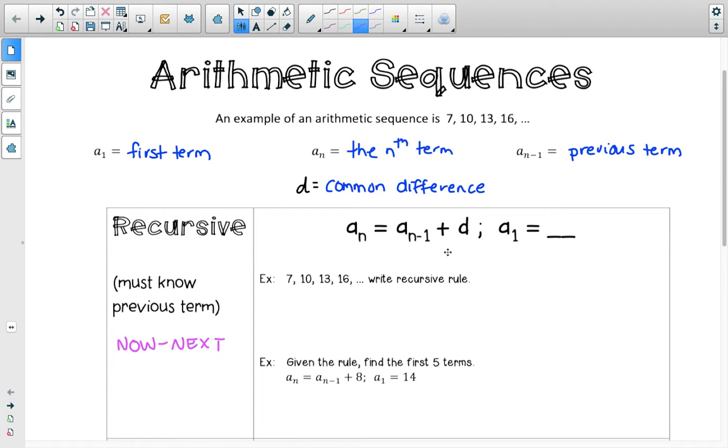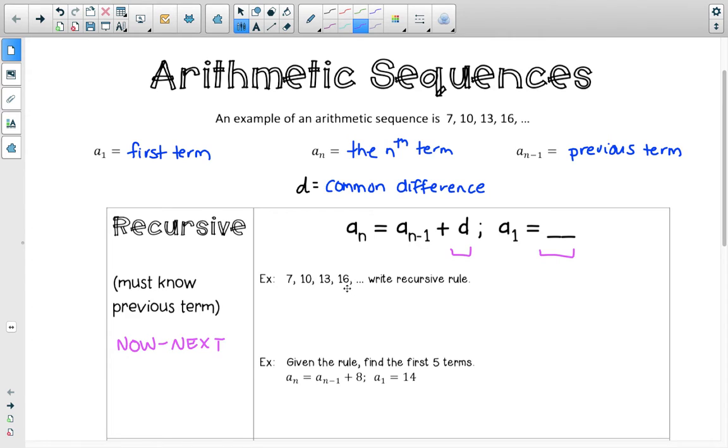So if we want to write our recursive rule, you need to know your common difference and your a sub 1. Because the rest of this is just like your y and your x, or your next and your now. Very similar to that. Because we want the next term knowing what we had originally. That's why we can say that this is the same as the now next.